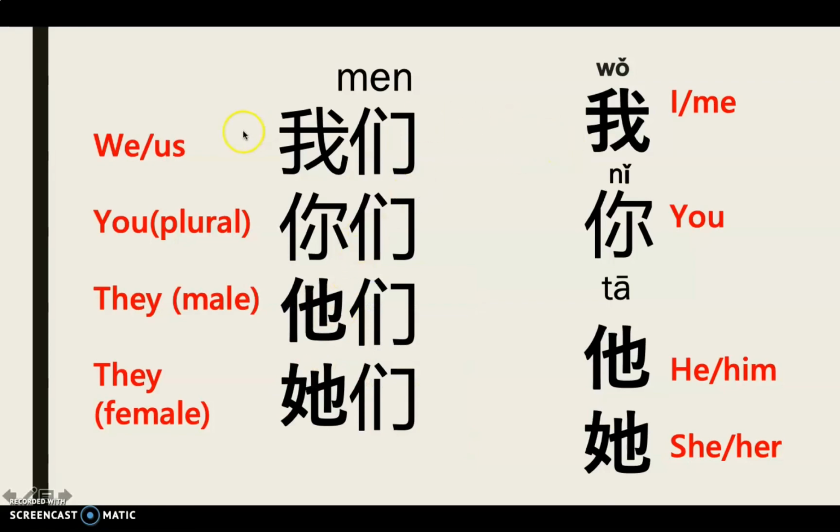Now I'd like you to copy down the words 我, 你, 他 in your book. And on the other side of the page, I'd like you to copy down 我们, 你们, 他们, and 她们, both Chinese and English. And after that, you can come back.